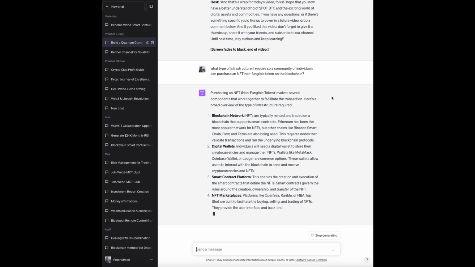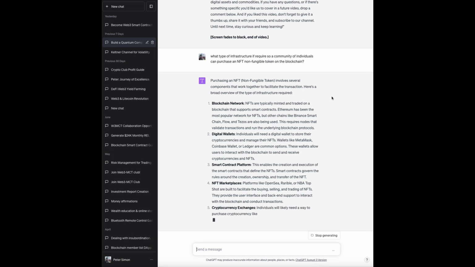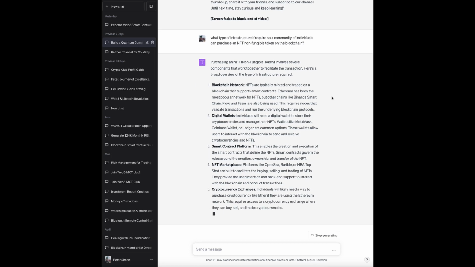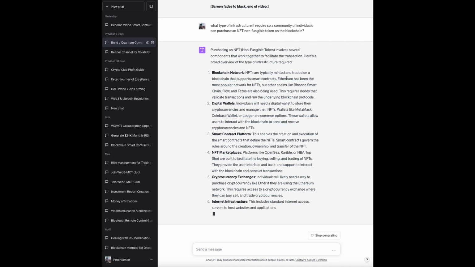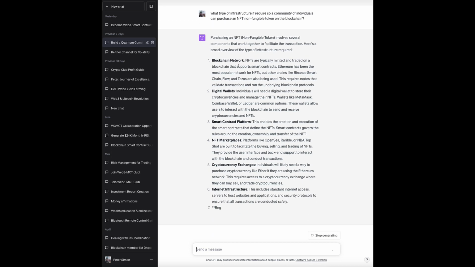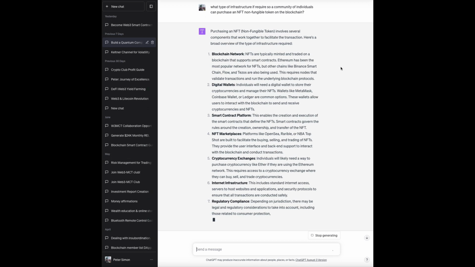So the first thing that we're going to need is a blockchain network. See, NFTs are typically minted and traded on a blockchain that supports smart contracts. Ethereum has been the most popular network for NFTs, but other chains like Binance Smart Chain, Flow, Tezos are also being used. This requires nodes that validate transactions and run the underlying blockchain protocols, right? So, what is a node?